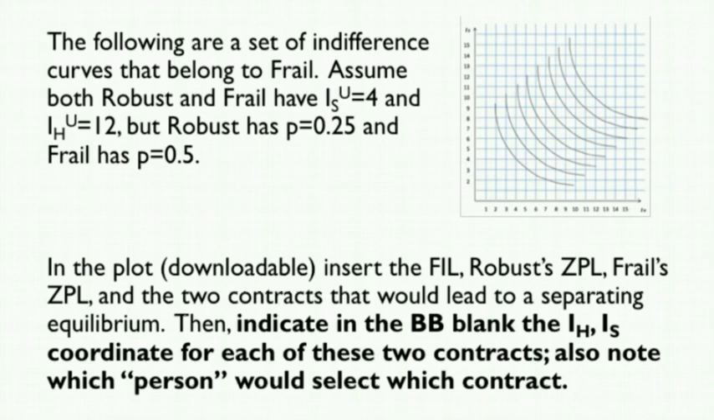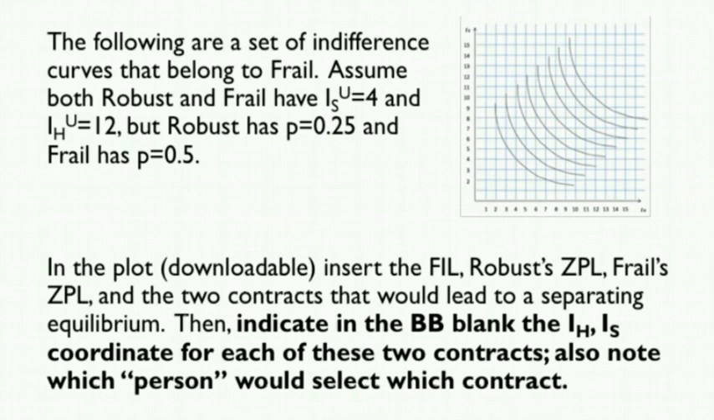Okay, now here's what you need to turn in for credit for your exercise. So what you then need to do is indicate in the Blackboard blank the IH, IS coordinate for each of the two contracts that are a part of the separating equilibrium. Also note which person, robust or frail, would select which contract.